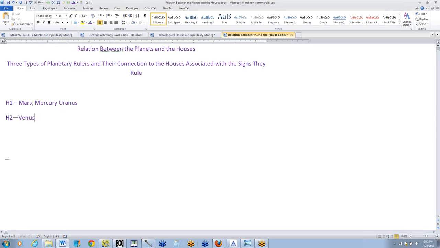House 2, Venus, and Vulcan. I think we might also look at the sun because it's exalted, and we might look at the moon because it's exalted in house 2. With house 3, we have Mercury, Venus, and Earth, and there's no exaltation in Gemini. With house 4, we have the moon, Neptune, and Jupiter. Jupiter is exalted in the sign Cancer, associated with house 4.